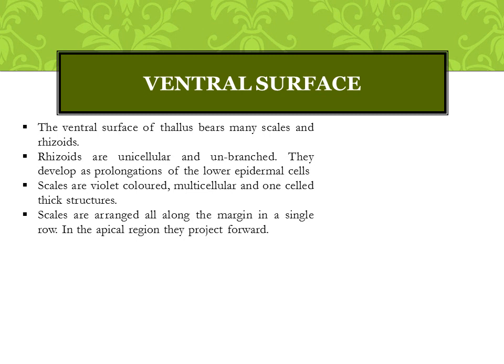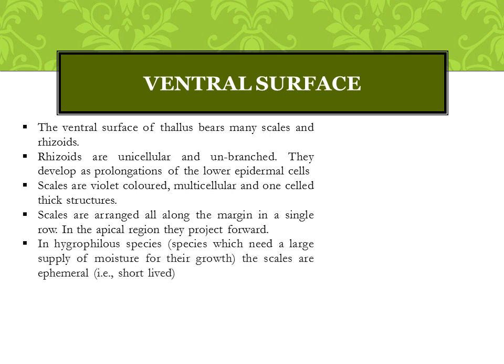The scales are arranged in a transverse row. The scales contain anthocyanin pigment, which in a very moist habitat may develop a faint green color due to chlorophyll. In moist places they are small and soon perish, but in dry habitats they are large and persistent.